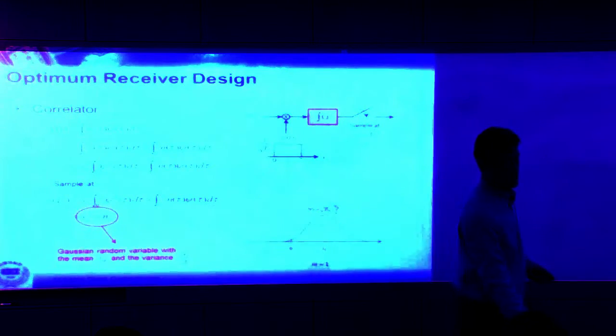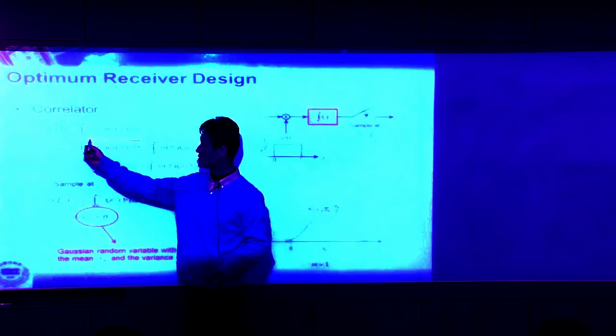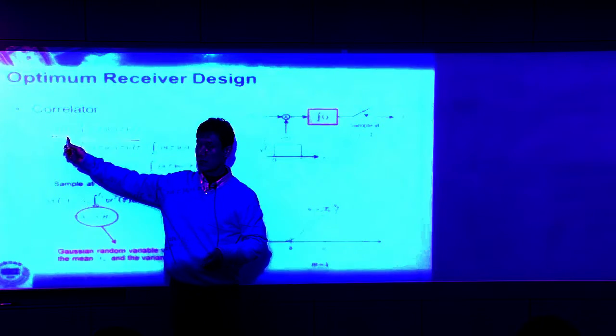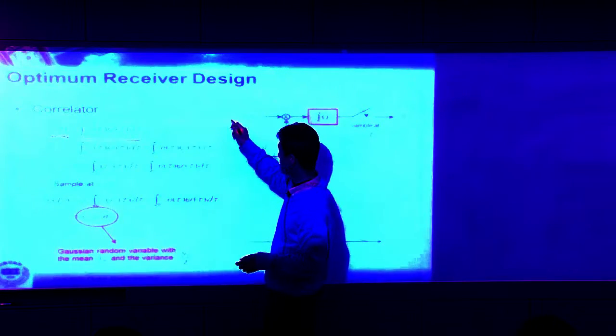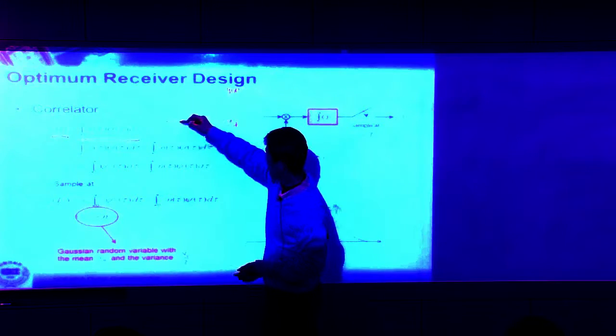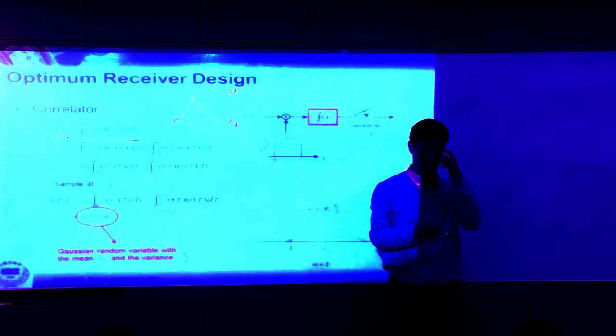The equation is actually pretty simple. What we are doing here is calculating the correlation. Look at this, this is y(t). When you draw y(t), let's say this is t, y(t) is going to look something like this.